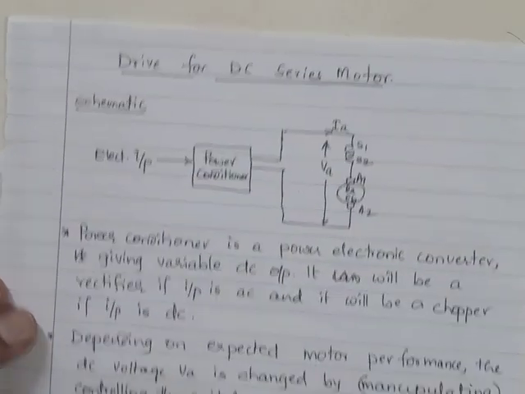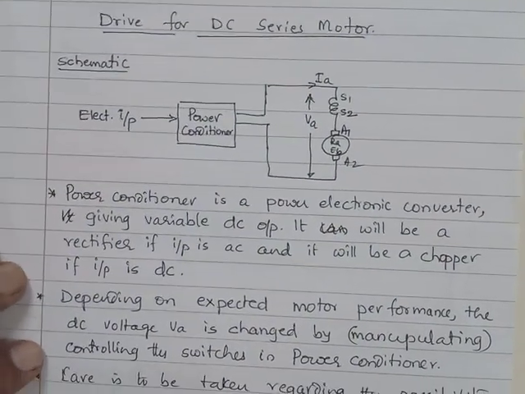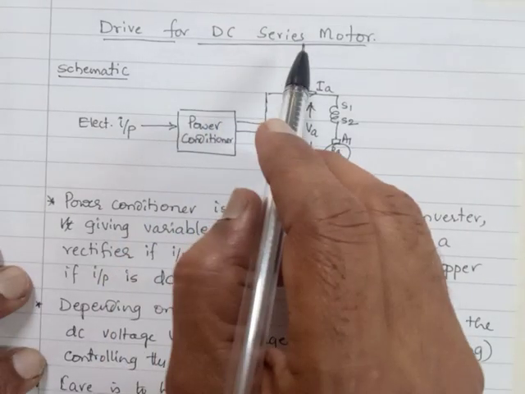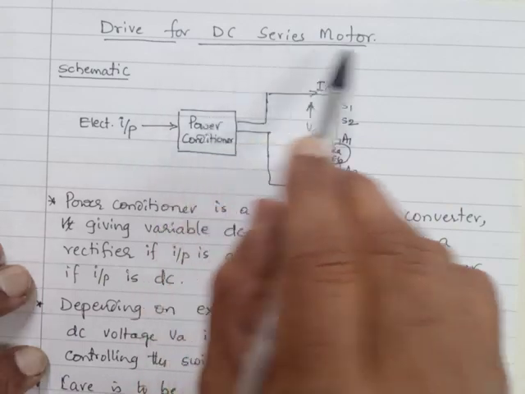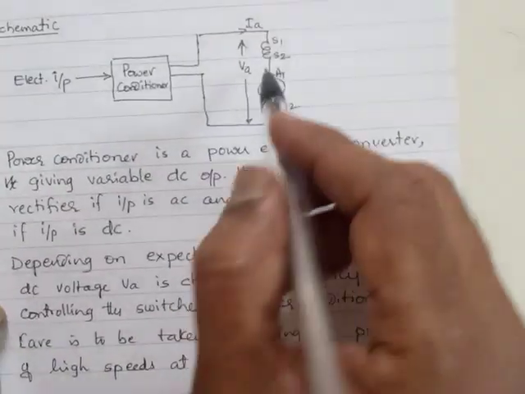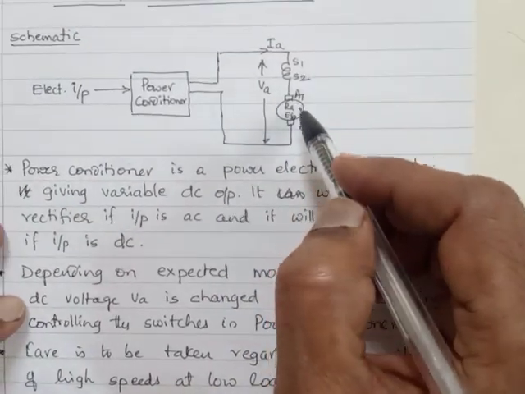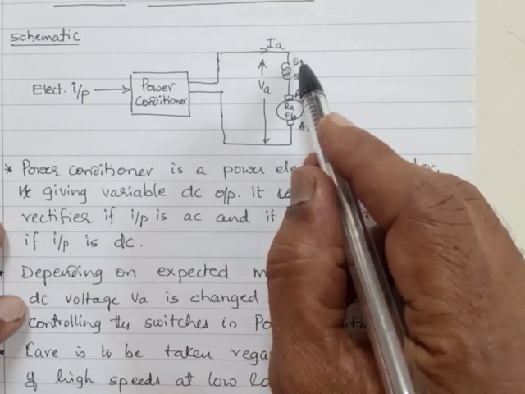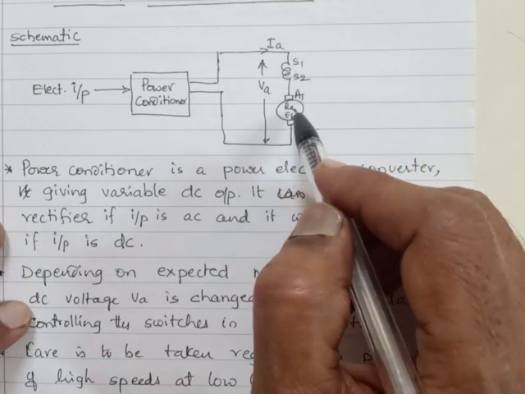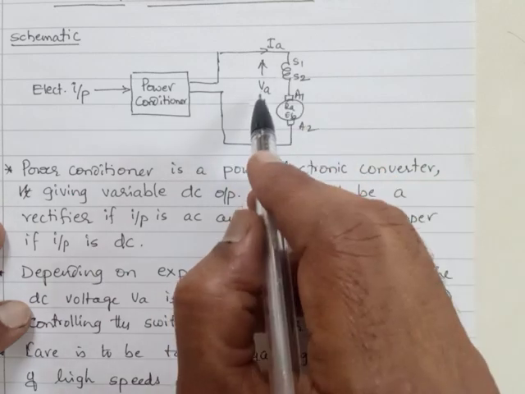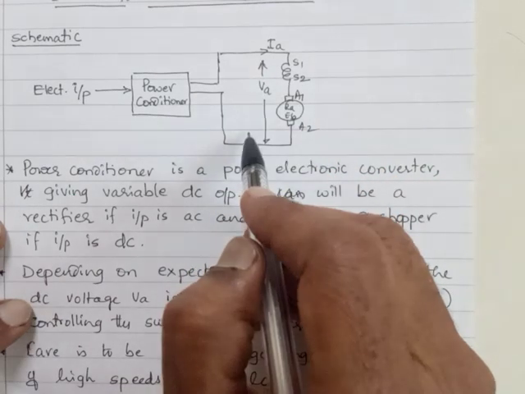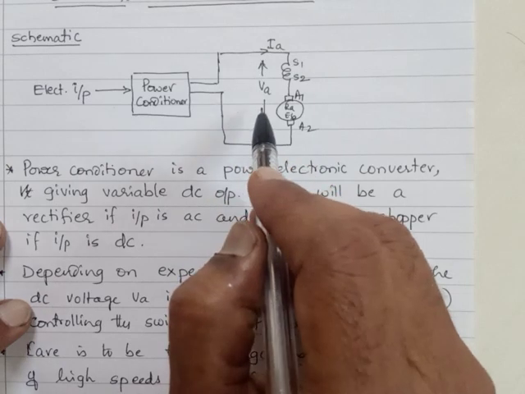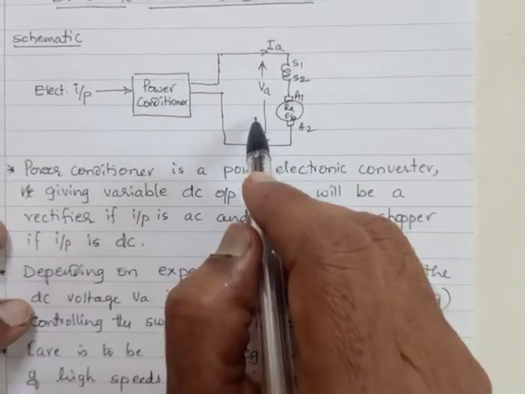Now we will quickly look at another application, a drive. It is series motor drive. Drive for DC series motor or DC series motor drive. DC series motor, as we all know, is the one wherein the field coil is in series with the armature. So we can control this motor by controlling its voltage VA. This VA, the voltage is to be DC. Nothing but we need to have a controlled DC.